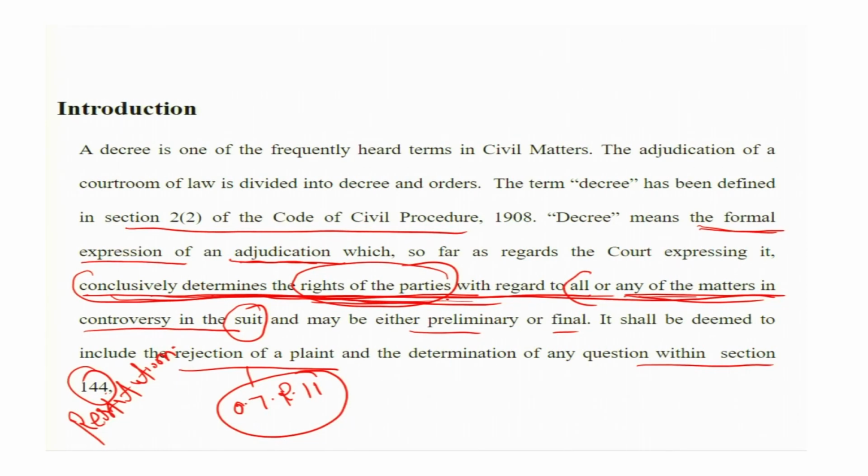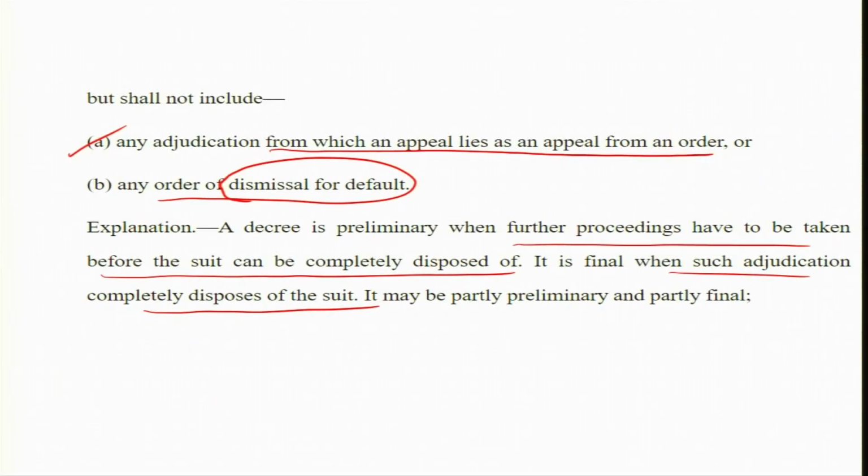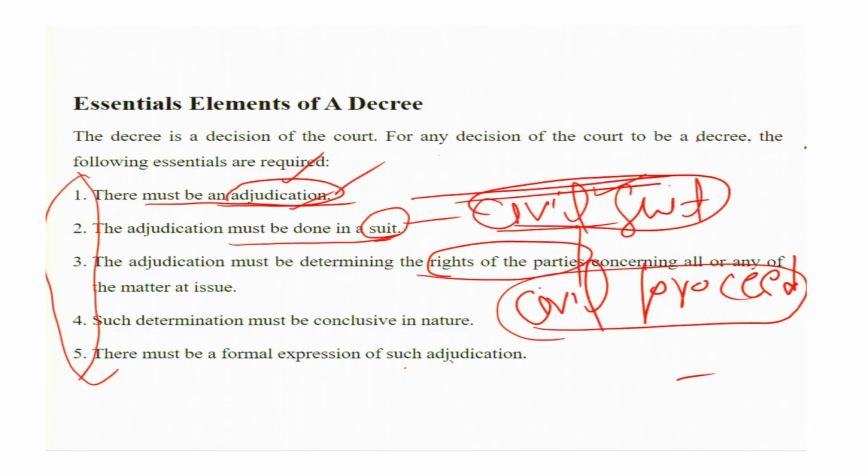which conclusively determines the right of the parties. That is substantive right, not procedural right, as I already told you, for example maintainability of suit. Conclusive determination with regard to all or any of the matter in controversy in the suit. It may be either preliminary or final. This decree can be preliminary or final also, as in some examples I have given. This can be final and this includes rejection of plaint and determination of any question within Section 144. I hope you understood all these 5 essentials of decree.